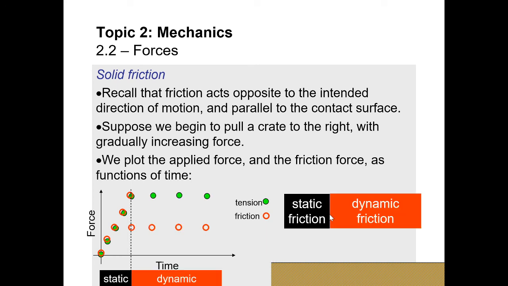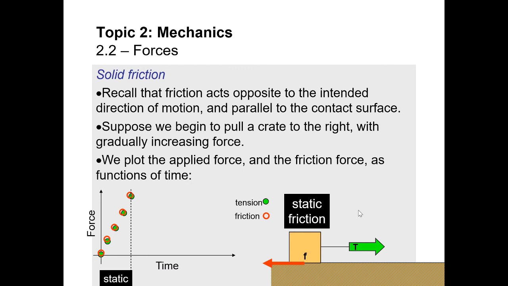Okay, so hang on a second. See if I can get the animation to work.